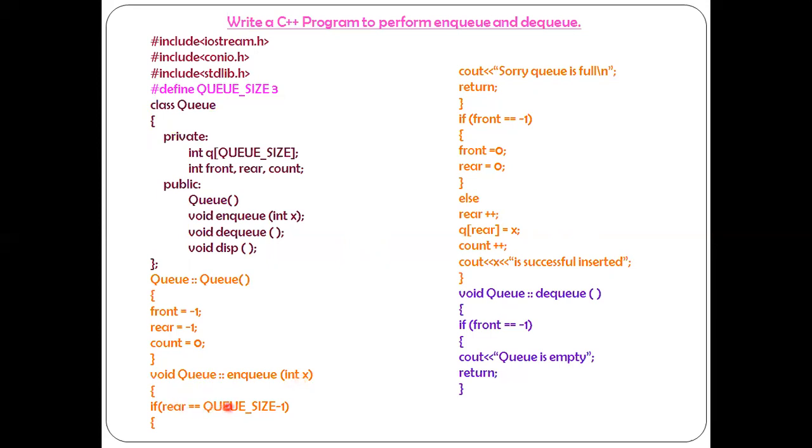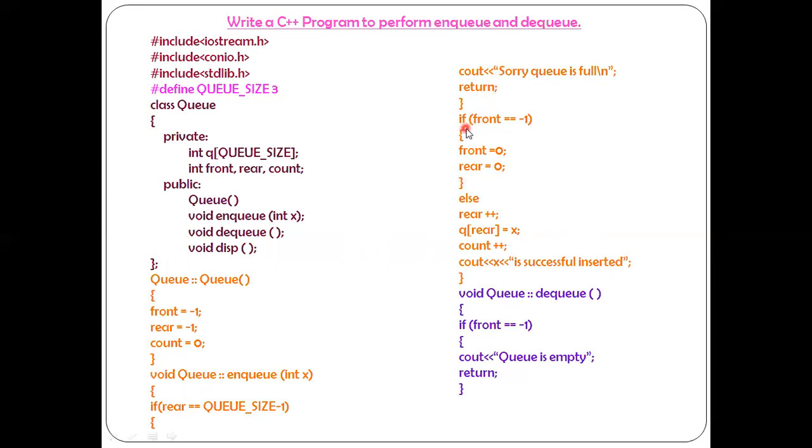If rear is equal to Q underscore size minus 1, what is the value of rear? Rear is 0. Is 0 equal to Q underscore size minus 1? Q size is 3, 3 minus 1 is 2. 0 is equal to 2. Condition false. Condition false means I won't execute these two statements.